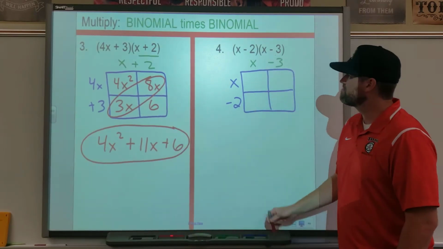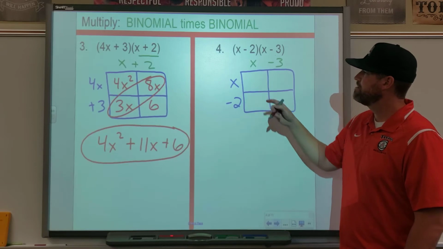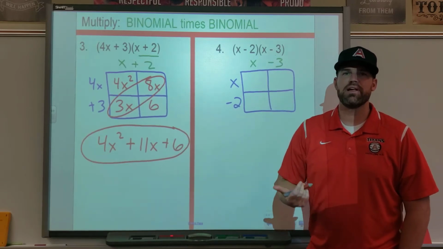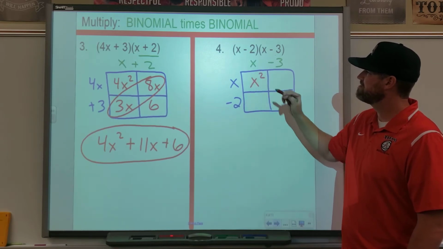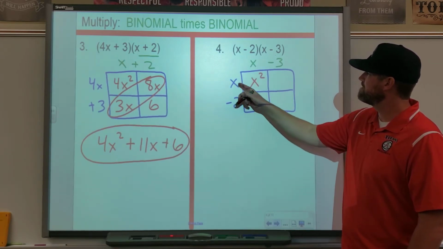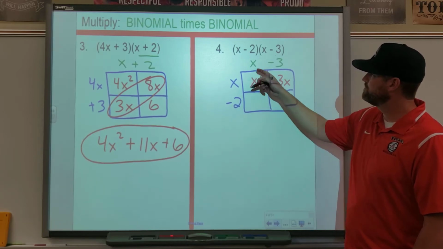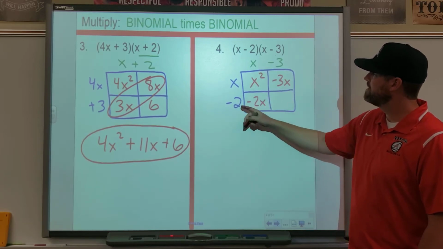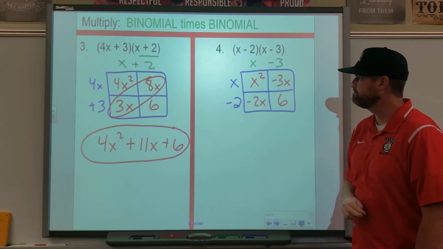And so then I'm going to start filling in my boxes. This box will be x times x, which when you multiply something by itself, that means you're squaring it, right? So this is x squared. X times negative 3, negative 3x. Negative 2 times x is negative 2x. And then negative 2 times negative 3 gives me a positive 6.